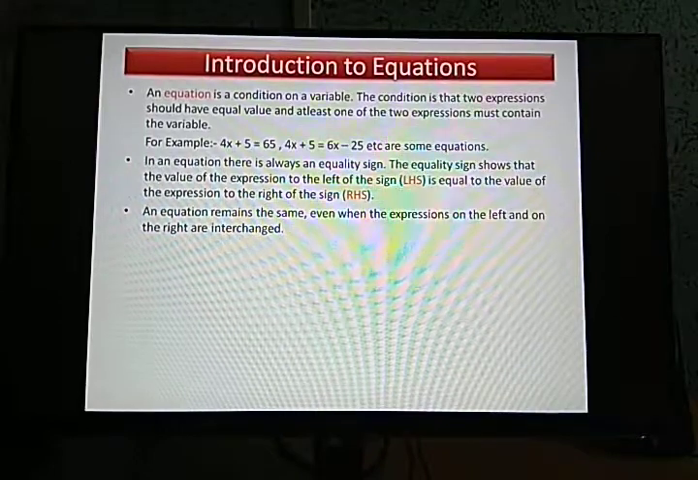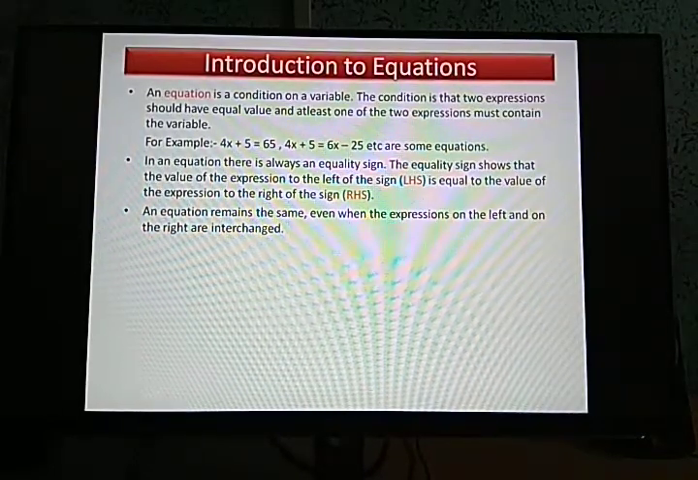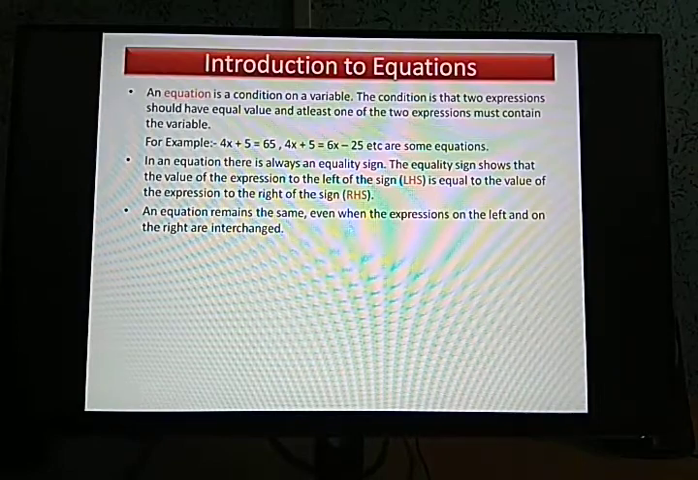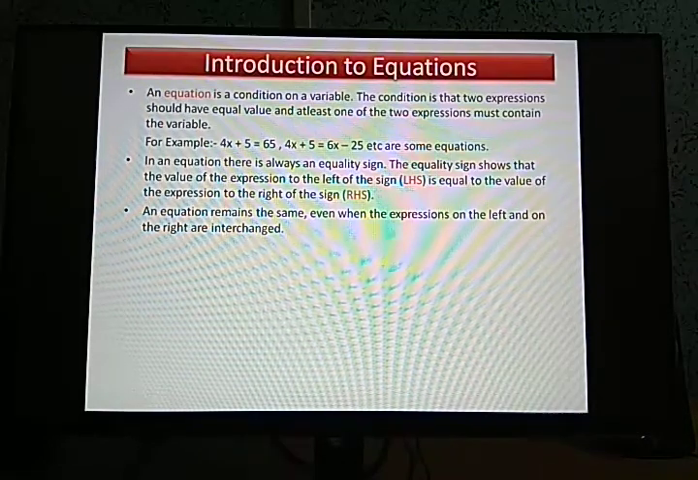Right can go to left, left can go to right. We know this very well. Clear? For finding out the solution of an equation, we can do that. And in the normal case also we can swap them or interchange their positions. So that will not make any difference in the equation. The equation will remain as it is.